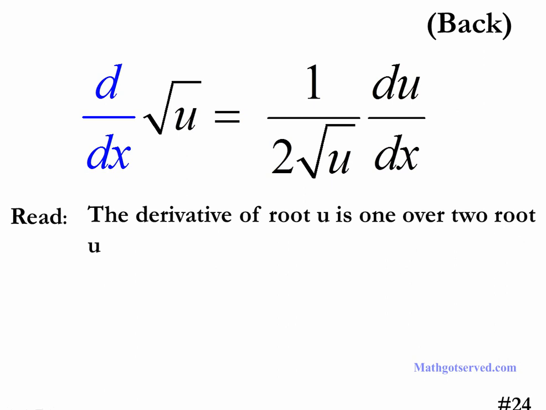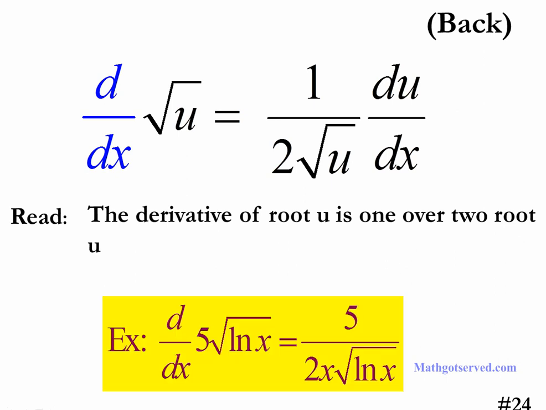This is a very handy formula to have or to know when you're differentiating radical functions. The derivative of 5 root ln x is an example. We have a composite function here being multiplied by 5. You can factor out the 5. And when you differentiate the composite function root ln x, you can apply this formula. You're going to have 1 over 2 root ln x. U is ln x in this situation.